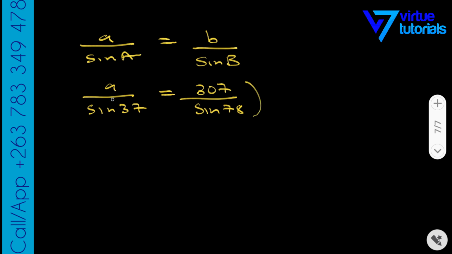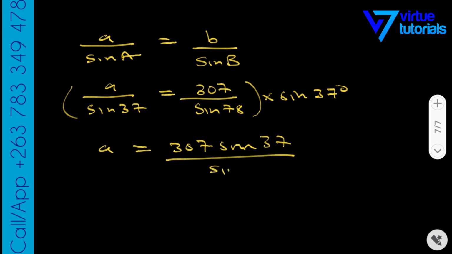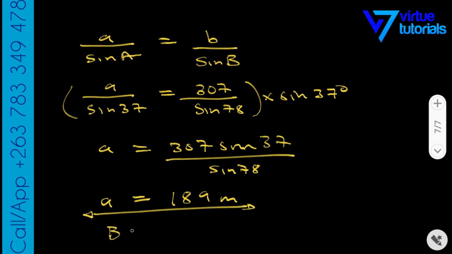So to find a, we just multiply both sides by sine 37, to remove it from the denominator. So I have a is equal to 307 sine 37 over sine 78. If you simplify this, a will be equal to 189 meters. So that is my side BC. We had called it a temporarily, but it's actually BC, which is 189 meters. So there you have it. You've applied sine rule to a question on bearing, and you found the answers.